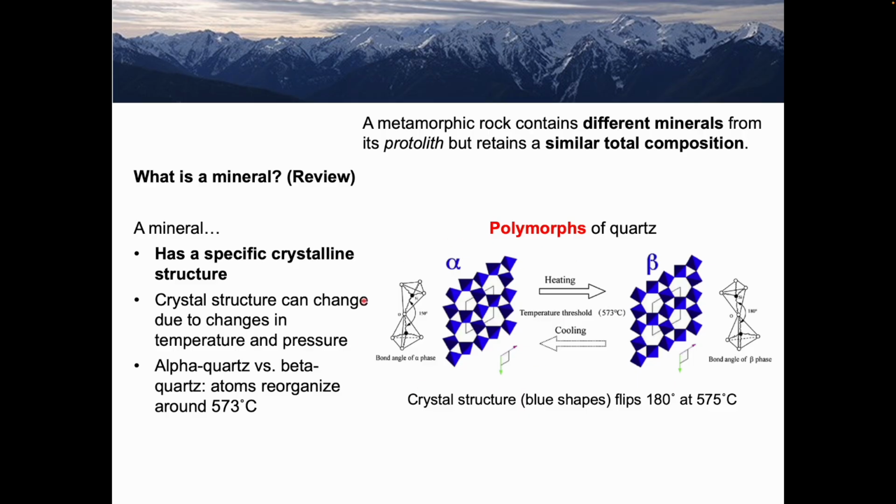Alpha quartz, which is the main version of quartz you're likely to encounter here at the surface of the Earth, can also be transformed into beta quartz when it crosses a temperature threshold of about 573 degrees Celsius. This temperature change forces these crystal tetrahedrons to rotate 180 degrees and create beta quartz.